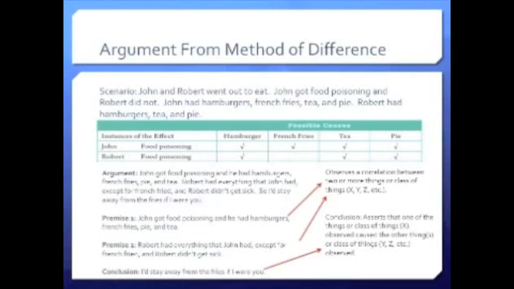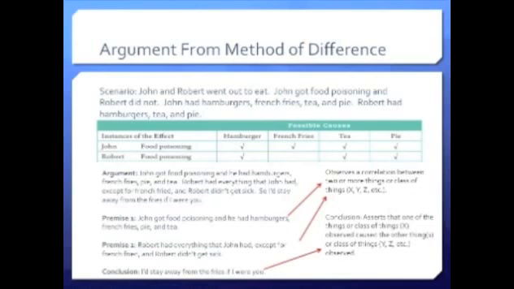Notice how in this argument you have two sets of correlations that are being observed in the premises. The first premise observes a correlation between John's food poisoning and what John ate, and the second premise observes a correlation between Robert not getting food poisoning and Robert not eating French fries. The premise also notes that besides the French fries, Robert ate everything else that John did. Then the conclusion asserts a causal claim that the French fries will cause people to get sick. This is what is implied by the statement, I'd stay away from the French fries if I were you.